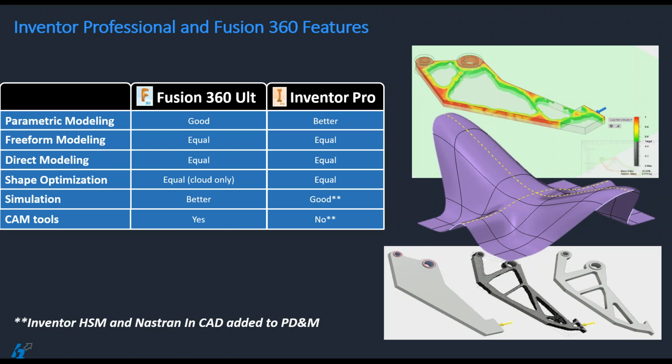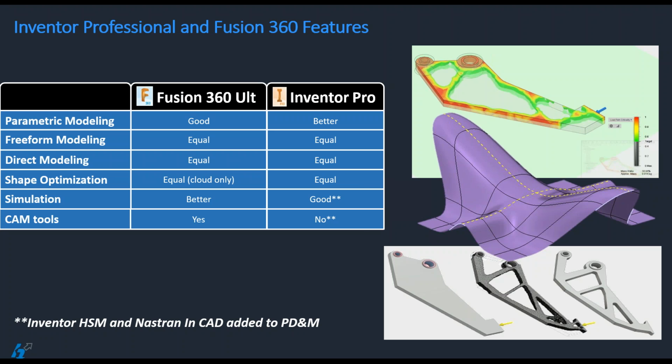However, Fusion 360 has an edge in simulation because, like Inventor, it offers static stress and modal analysis, and it has additional tools like event simulation and thermal stress. Fusion 360 also has the upper hand in CAM because it is built into the product, and Inventor does not offer any CAM solution out of the box.